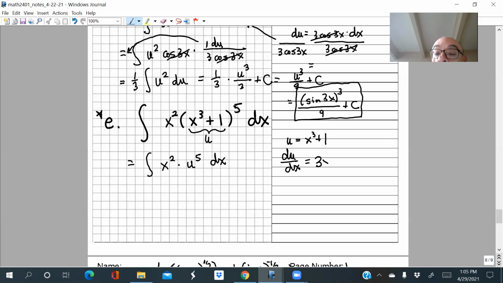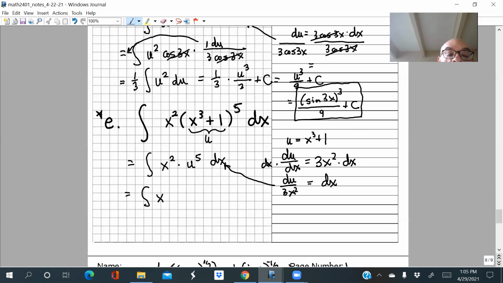3x squared. So write that down and now solve this equation for dx. You do that by multiplying both sides by dx and then dividing by 3x squared. So you end up getting dx equals du over 3x squared. Once you've done this a few times, solving for dx becomes sort of automatic, so you hardly have to think about it. And now that is what you substitute.